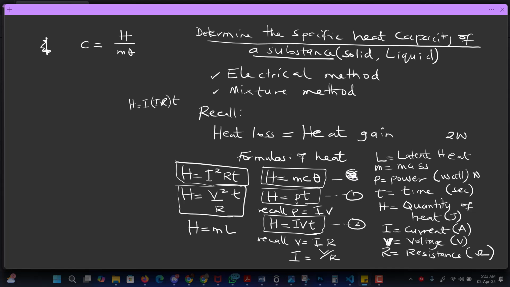All right, so before I go over to solving questions or fixing some other things that you need to know, before I explain further about this electrical method, let me give you a recap of all the formulas of heat. Go along with me. What is the formula for heat? One of the formulas of heat is H is equal to MC theta.